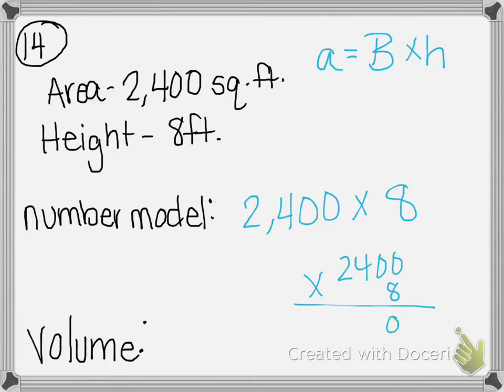8 times 0 is 0. 8 times 0 is 0. 8 times 4 is 32. 8 times 2 is 16 plus 3 is 19. So the volume of the interior of the house is 19,200 feet cubed, since volume is always cubed.